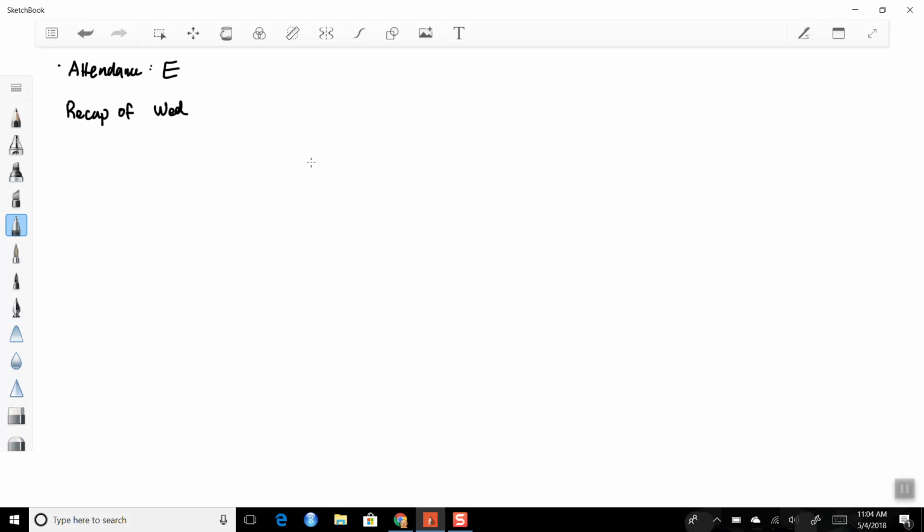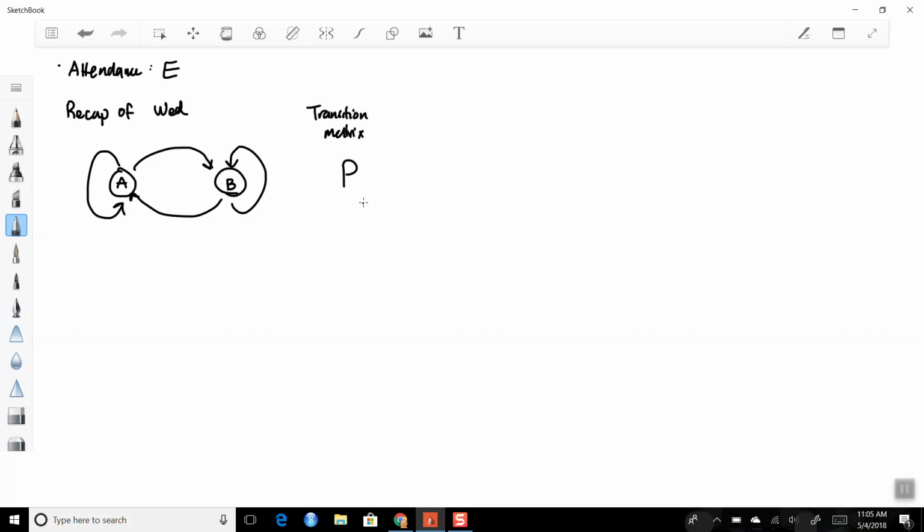We just looked at a two-state Markov chain, and we said we can go from A to B. We can also go back onto itself. We can remain at the same state, and we said we got some transition matrix, which we'll call P.